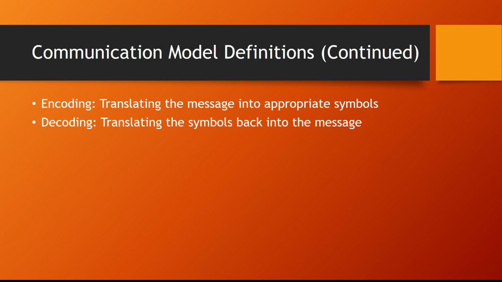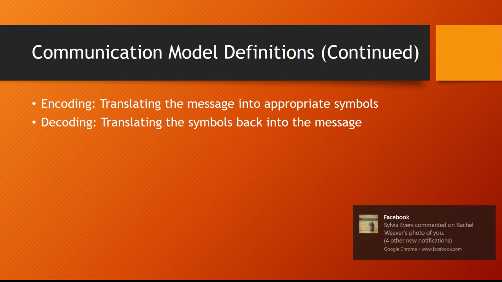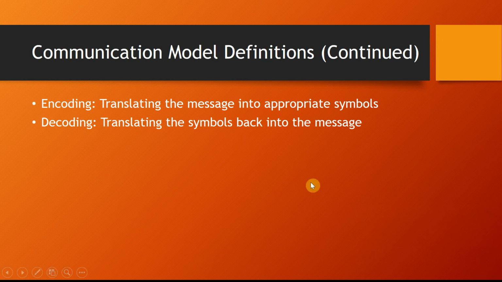Encoding, translating the message into appropriate symbols. Decoding, translating the symbols back into the message. So what we have going on here is the idea that when the sender has a message, it's up to the sender to determine, based on the message and the channel, what are the appropriate symbols, what are the appropriate words to use, the appropriate slang and lingo, and the appropriate way in which to communicate that message. It's maybe not appropriate to break up with someone, end a relationship with someone via text message. You probably want to do that face to face.